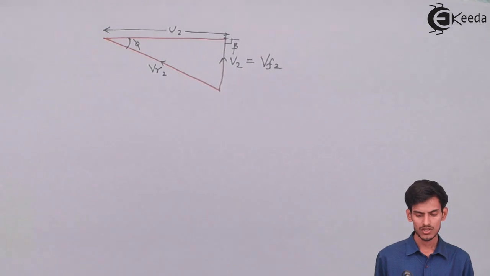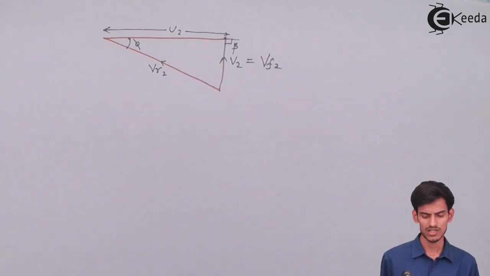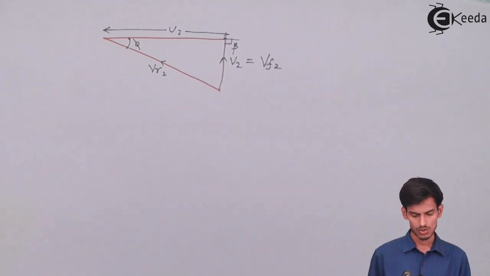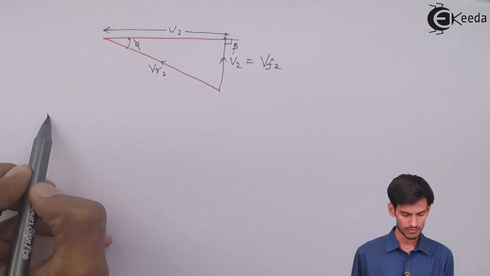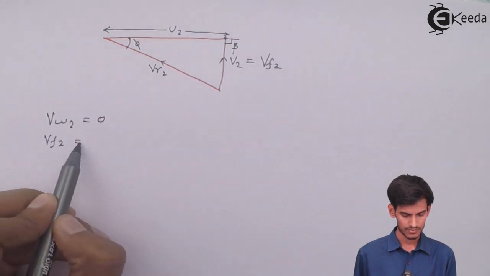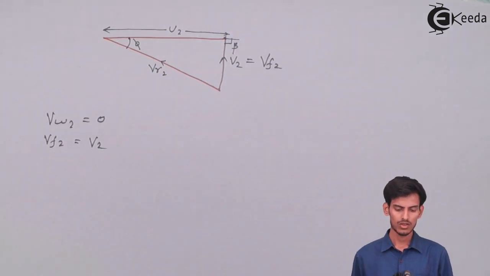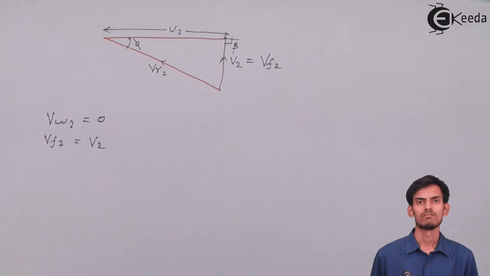So this is a very important statement that I'm making here. In Francis turbine, the whirl velocity at outlet is 0 since the flow is along the axis. There is no horizontal component of V2, so whirl velocity has to be 0. So that was all about this diagram with the velocity triangles.